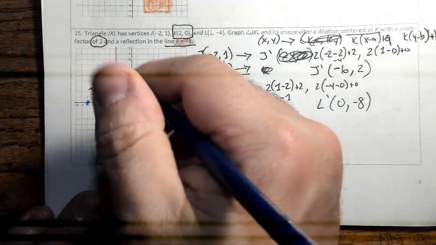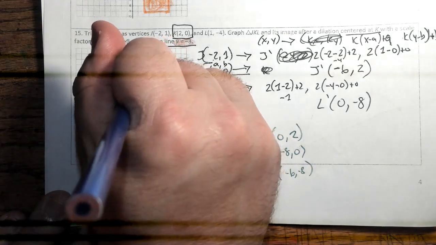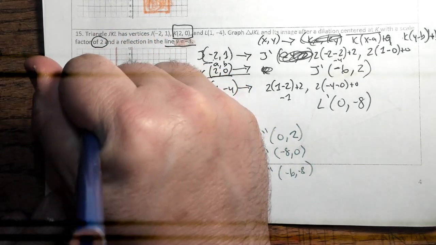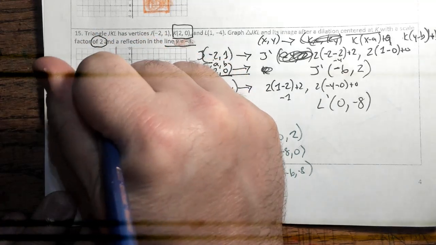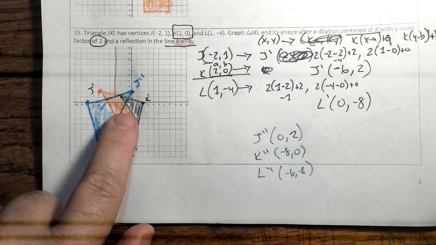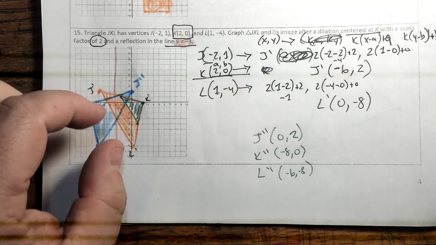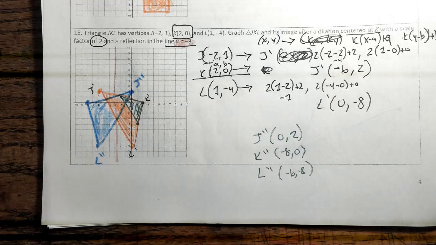All right, now let's try to draw. Okay, so notice we expanded here, or enlarged here, and then we reflected over here.